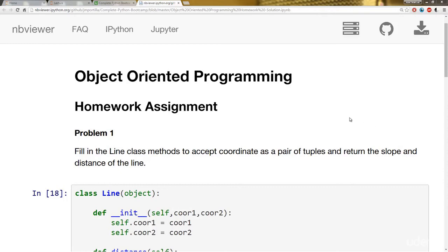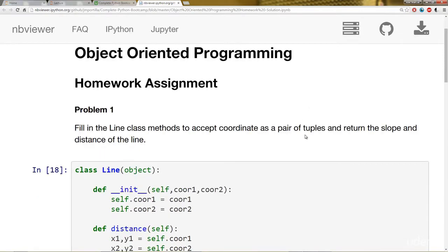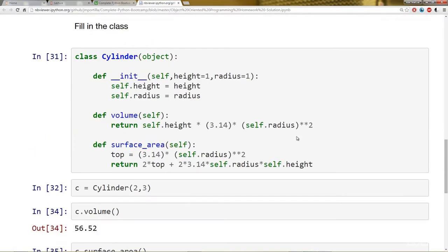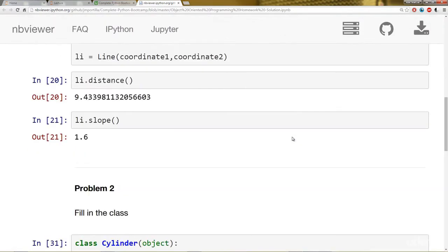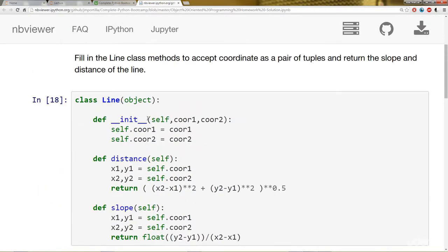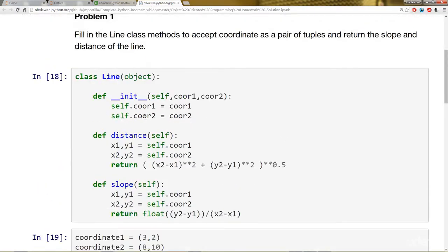Hello everyone, and welcome to the solutions lecture for the object-oriented program homework assignment. So you had two problems. One was filling in this line class method, and the other was filling in the cylinder method. So I'll show you my own solutions to it. Yours may be a little different, but hopefully the classes were simple enough that they should look pretty similar.